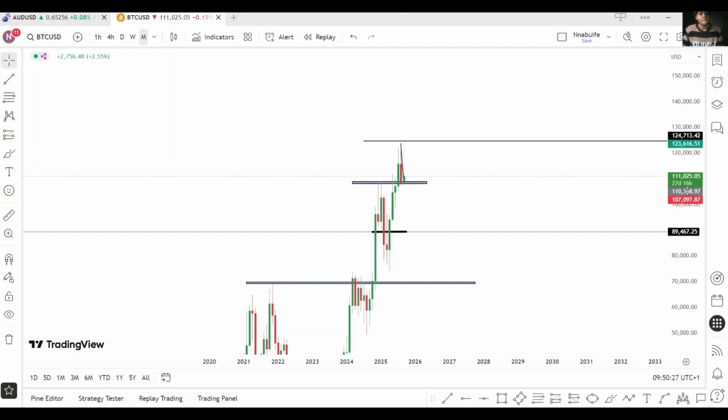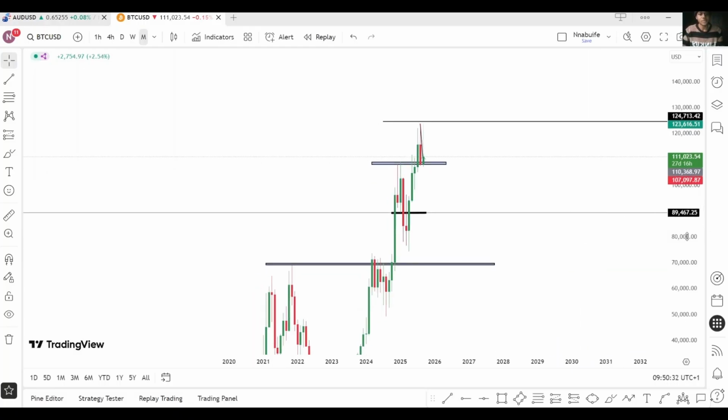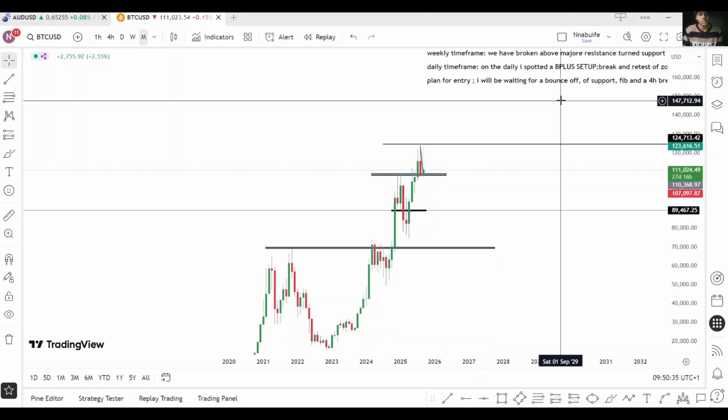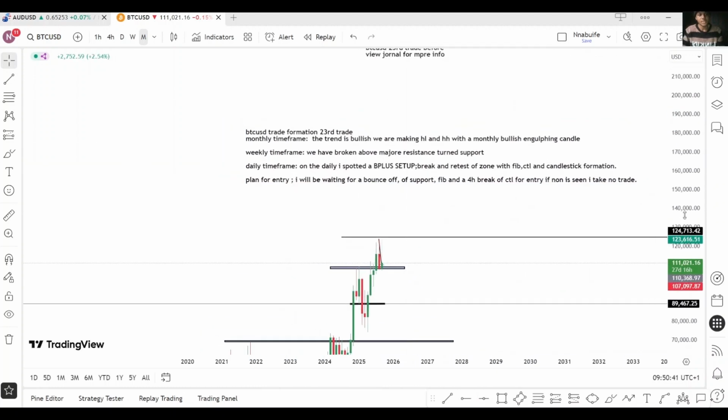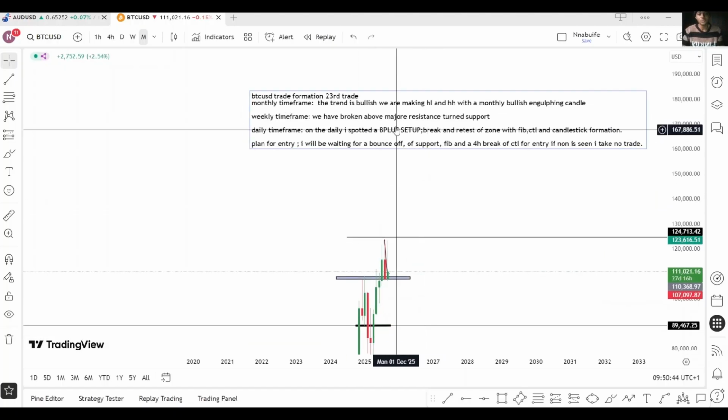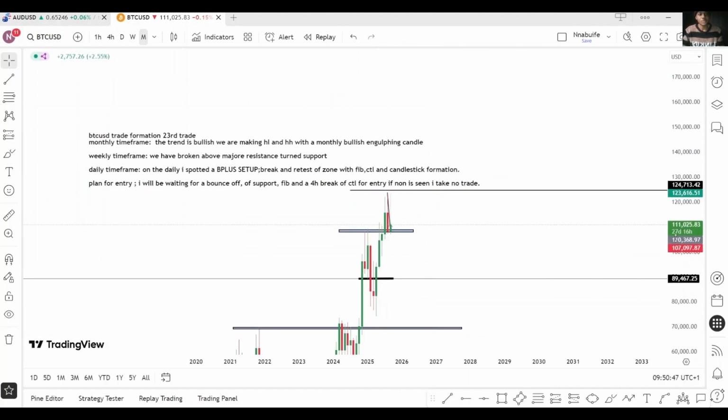So my strategy is simple. The first thing I do is come on the monthly time frame. I actually have something written down. I have these quick notes that I use to build my bias for any pair that I'm trading. So I'm going to use it to analyze this pair, and it's going to be simple and fast.